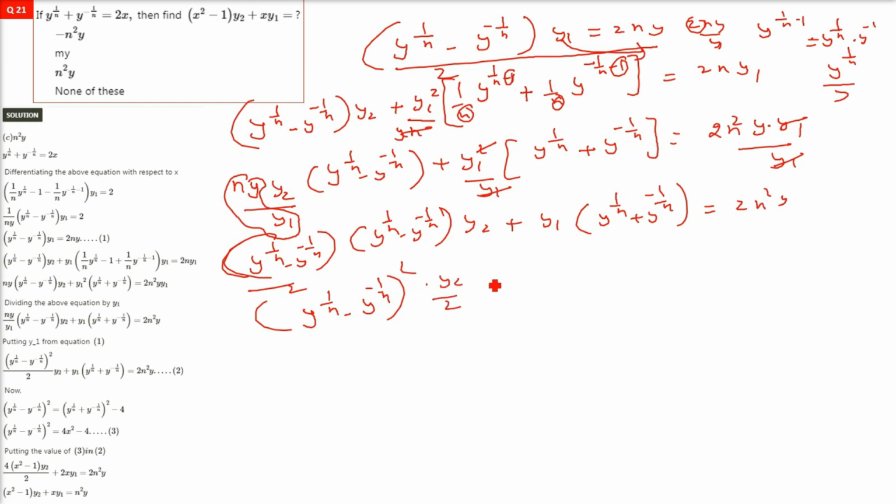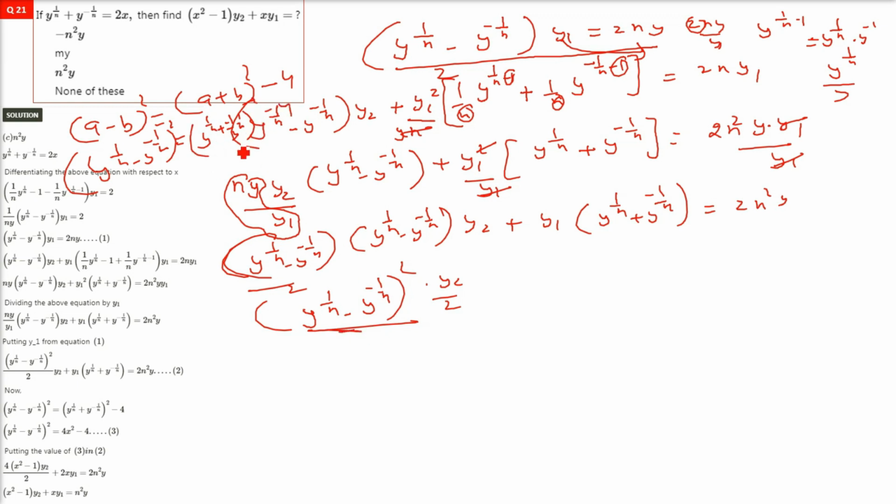This is y2 by 2. Now see, (a − b) whole square can be written as (a + b) whole square minus 4ab. So (a − b) whole square will be equal to (a + b) whole square minus 4. This (y^(1/n) − y^(−1/n)) square is nothing but (y^(1/n) + y^(−1/n)) whole square minus 4. So I am replacing this term with the formula which I just gave you.